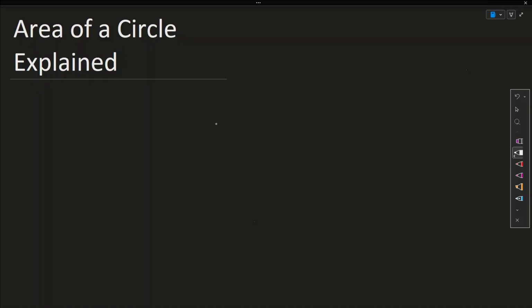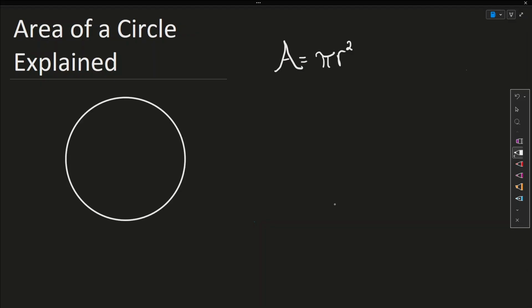Welcome back. In this video, we are going to explore one of the most famous formulas in geometry. The area of a circle is pi r squared. But instead of just memorizing it, we want to understand why it makes sense. Let's start with a circle.